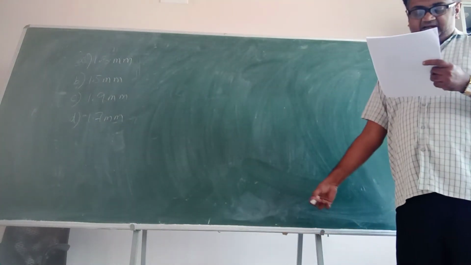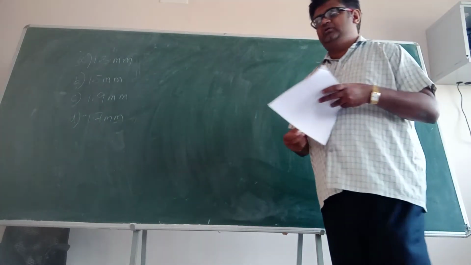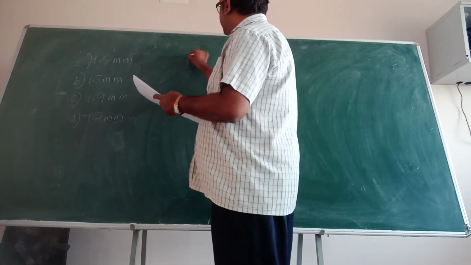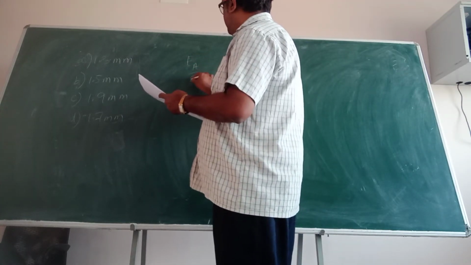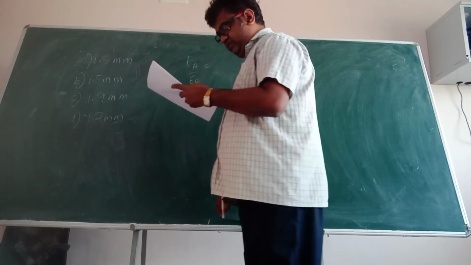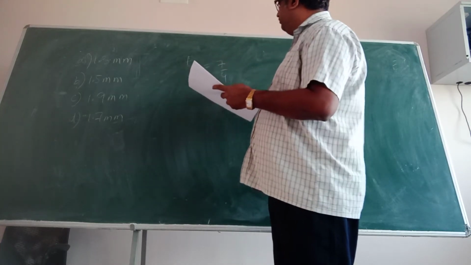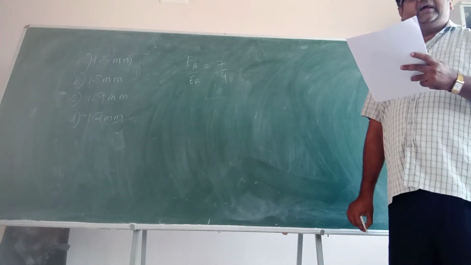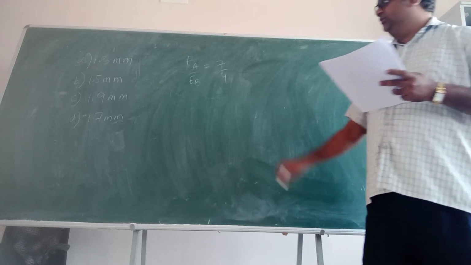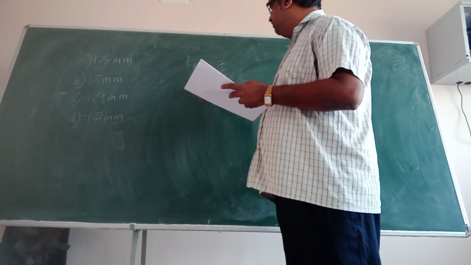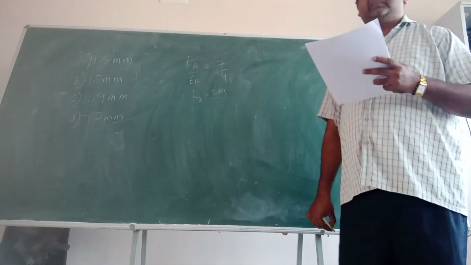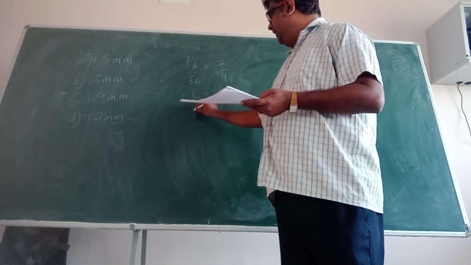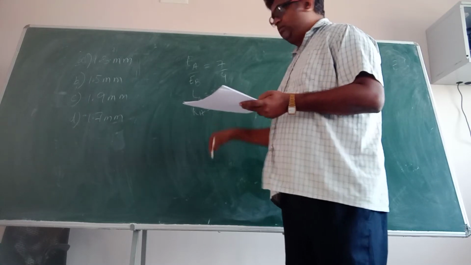So let us first write the data. First step is you write the data. EA by EB is equal to 7/4. This is the first information. Wire A is 2 meter long, so LA is 2 meter, and has a radius R. Okay? So RA is equal to R.